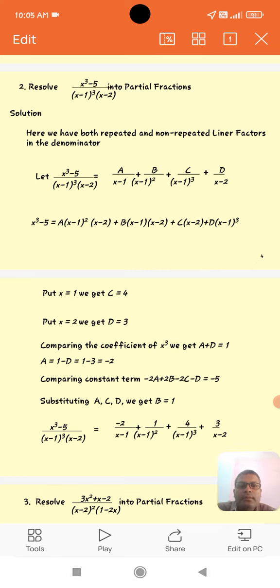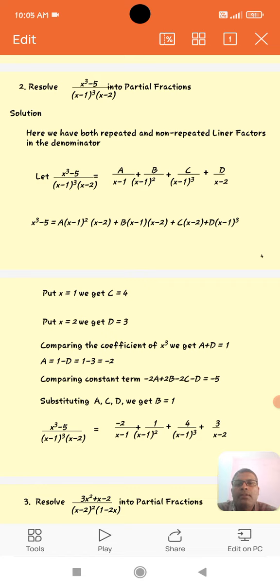Plus, again another non-repeated linear factor is there, that is x − 2. How to write this one? D by (x − 2). Now the next step, we can do the LCM part. Here the denominator part will be cancelled, and the remaining we have to multiply.